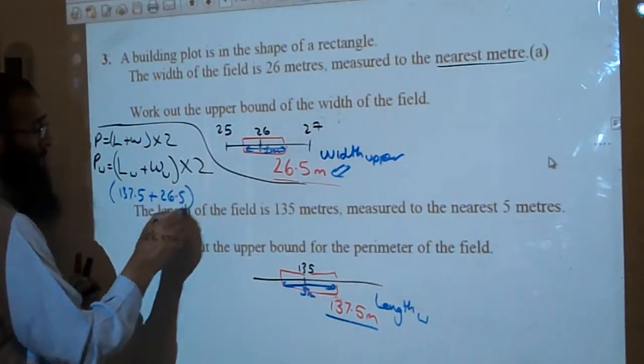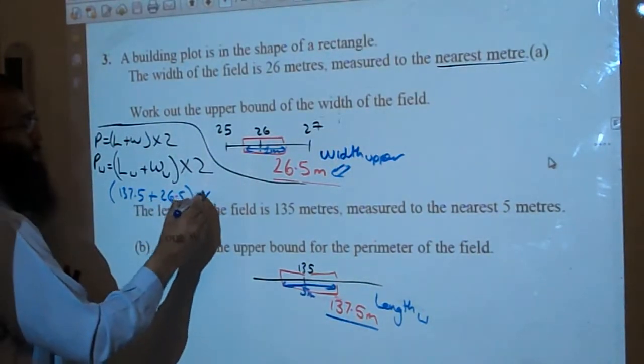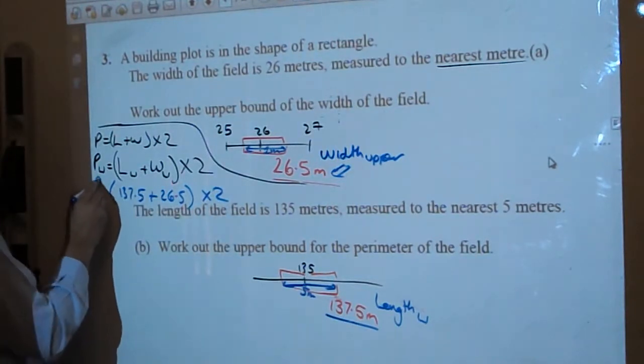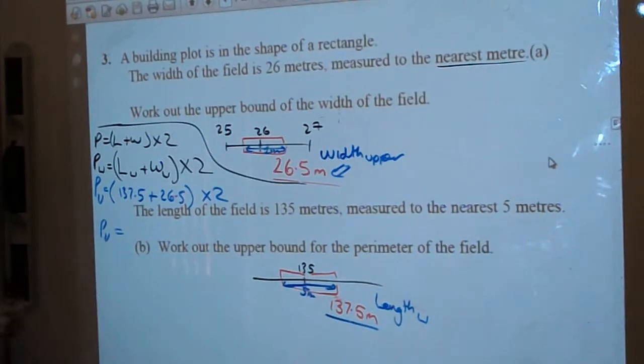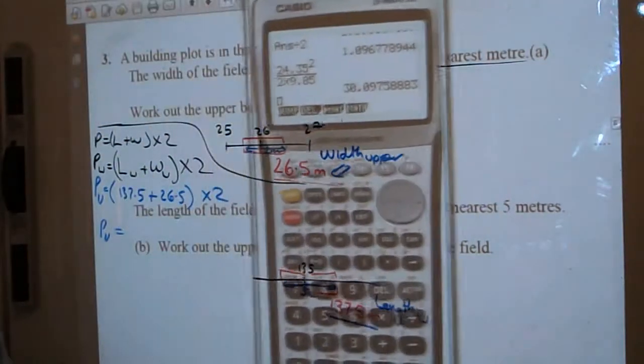26.5. And then we add these two together and multiply by 2, which will give us the perimeter upper. So the perimeter upper is equal to... I need everybody to work that out. I'll grab my electronic calculator. 328.